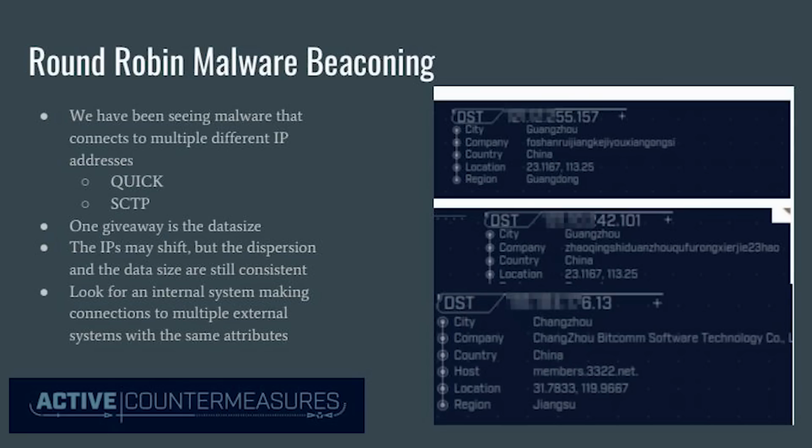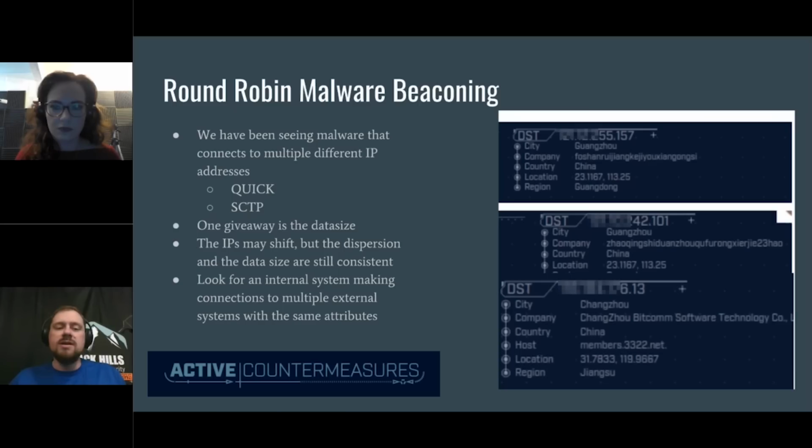All right, next one I wanted to show you is round robin malware beaconing. I mentioned earlier that we have malware that can connect to multiple different IP addresses, and one giveaway is the data size. If you remember, when I went back to RITA, I could show you the data size and also the dispersion. RITA checks on data size and it also checks on dispersion.